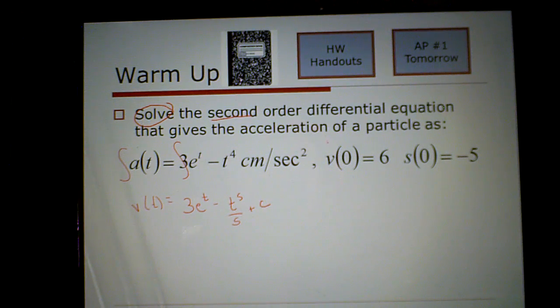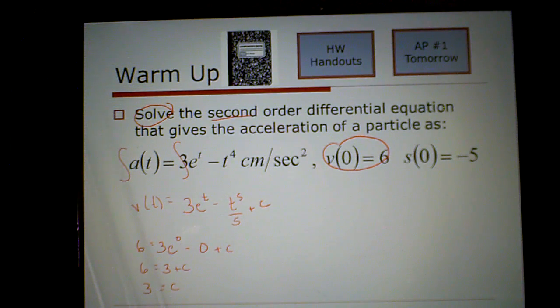Since this is velocity, I need to import the initial velocity condition and say that 6 is equal to 3e to the 0 minus 0, right, plus c. But don't forget, 3e to the 0 is not 0. E to the 0 is 1. So this is 6 is equal to 3 plus c. Therefore, c is equal to 3.